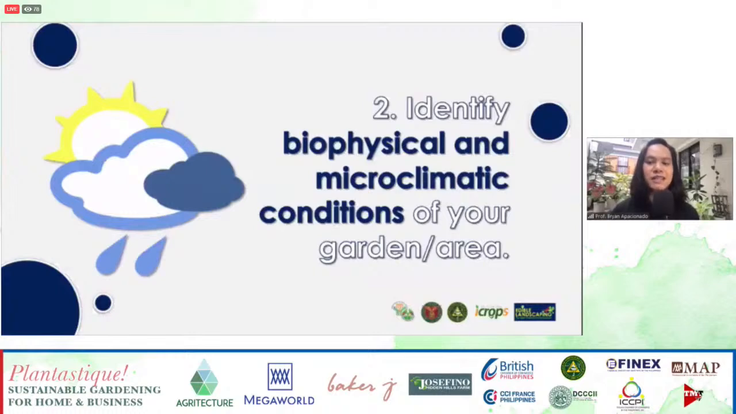And also observe the length of sunlight exposure, presence of shade, rainfall, wind, and also the strengths and weaknesses of your area. Where are the flooded spaces or areas, or even the pleasant and unpleasant views? Because all these factors can affect the growth and development of your plants, and also for you to have a more successful edible landscape garden design.